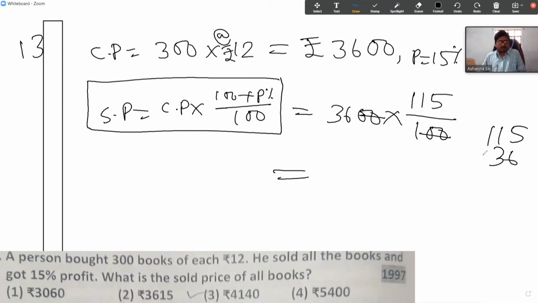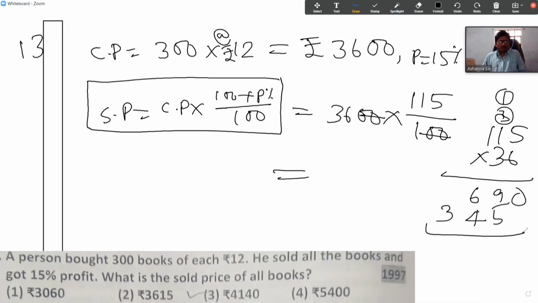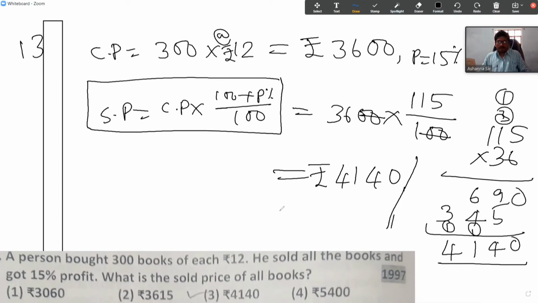115 into 36. So 6 5s are 30, 6 1s are 6, 9, 6 1s are 6, 3 5s are 15, 3 1s are 3, 4, 3 1s are 3, 0, 14, 5, 11, 4,140 rupees. 4,140 rupees. This is the selling price. Option 3.